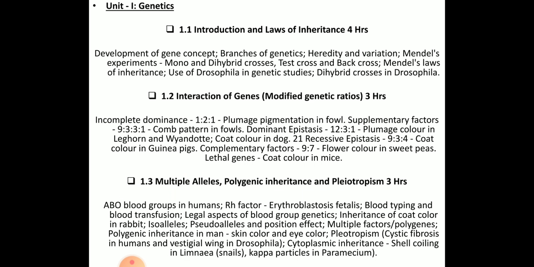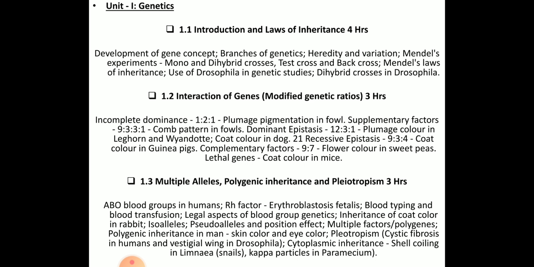Whereas in the second subunit, interaction of genes, a very important subunit, you will be studying different types of interactions like complementary dominance, then plumage pigmentation in fowl, supplementary factors, where the example is comb pattern in fowl, dominant epistasis, plumage color in Leghorn and Wyandotte, coat color in dogs.